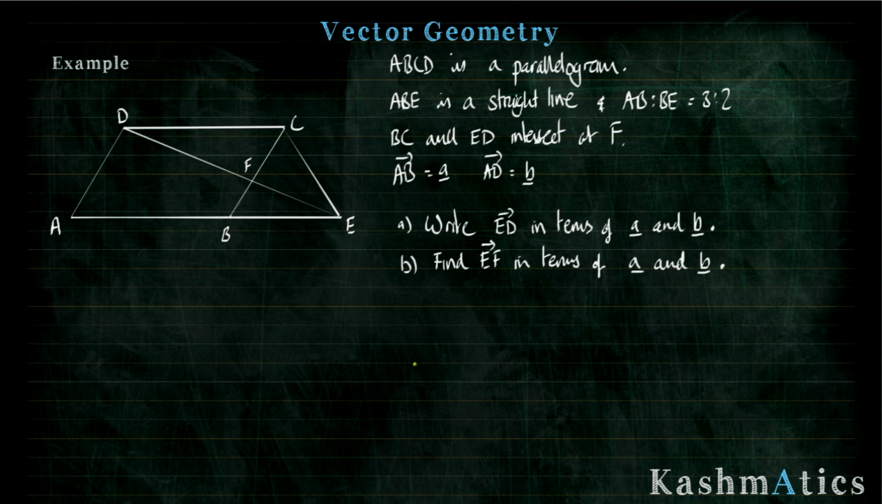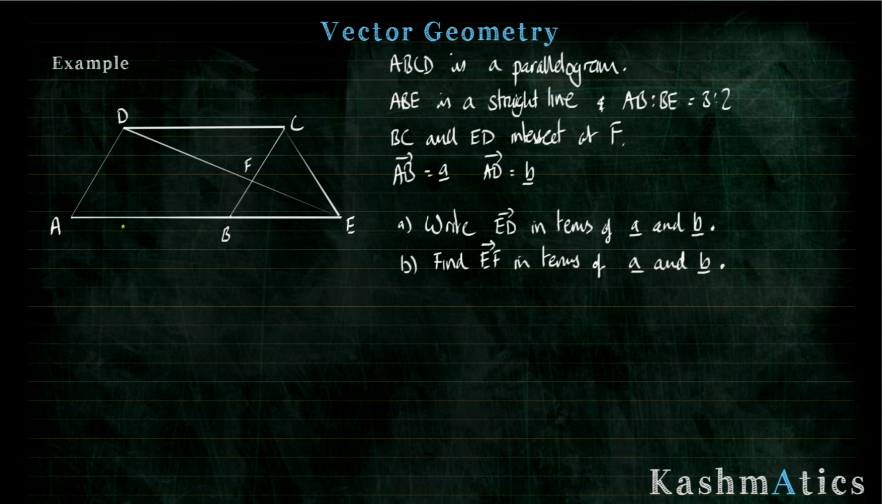ABCD is a parallelogram. So that's like the left side of the shape. ABE is a straight line, which means from A to E is a straight line that goes through B. The ratio of AB to BE is 3 to 2.